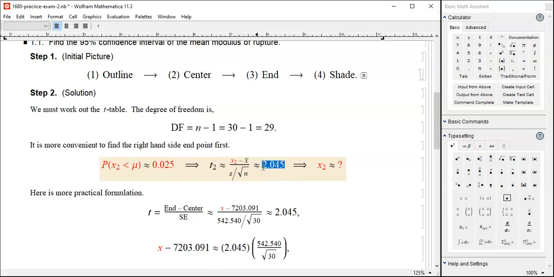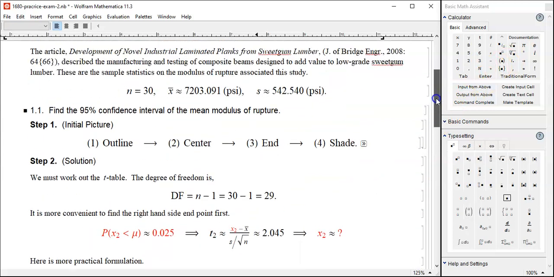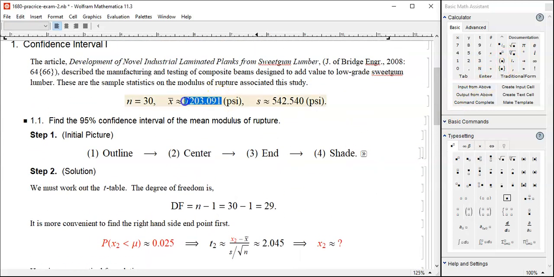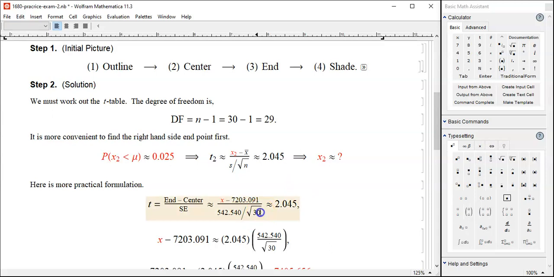2.045 is my t-value, and you have end minus center over SE. From this equation, you can find the end value. Not too bad. End minus center, and the center is 7,203. Is that really the center? Yes, this one. And SE is standard deviation over square root of n. That's what we have down there. Solving this equation is just algebra.